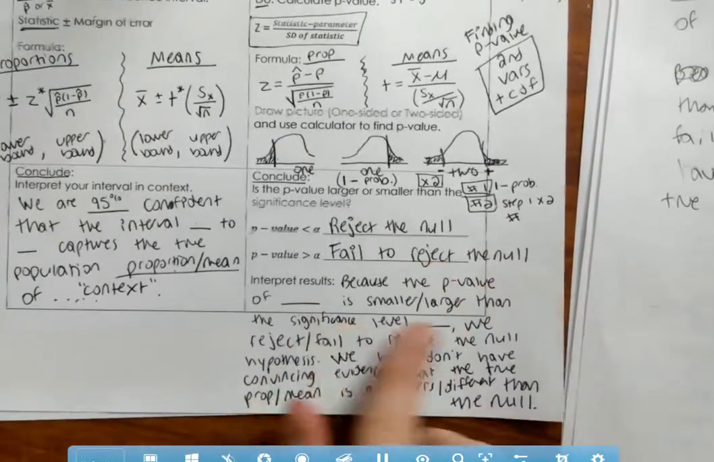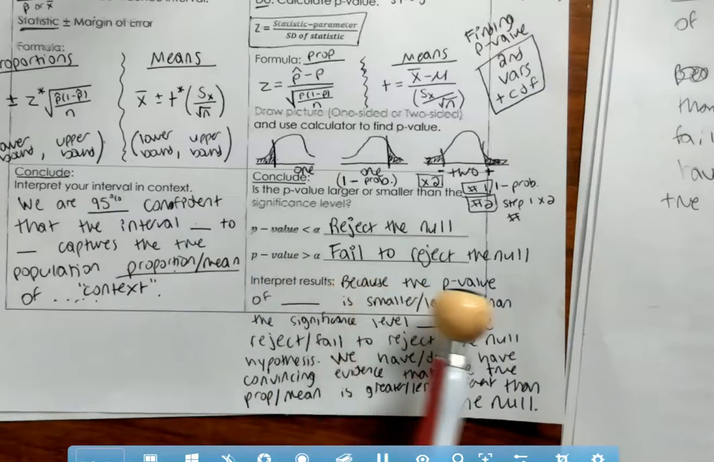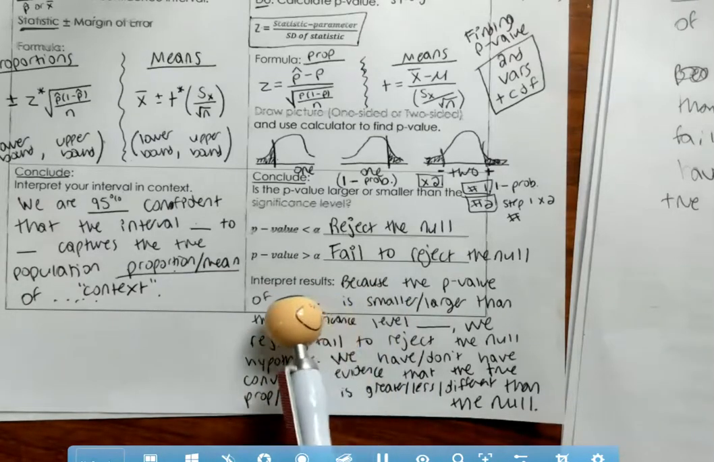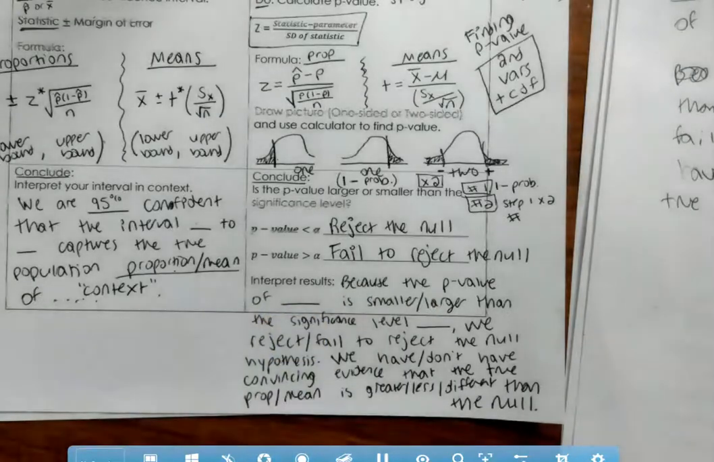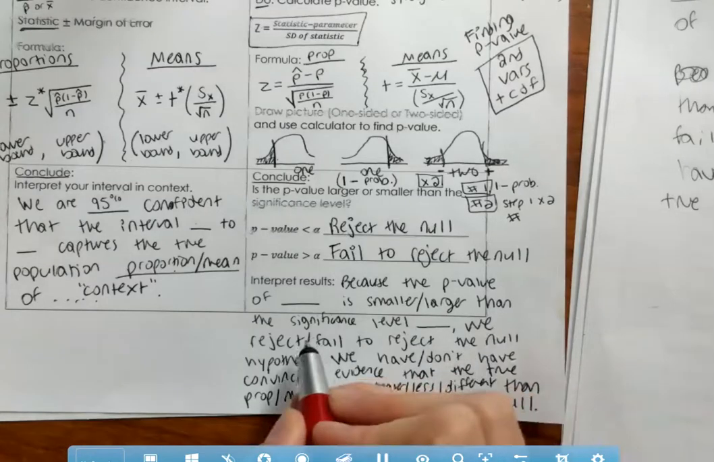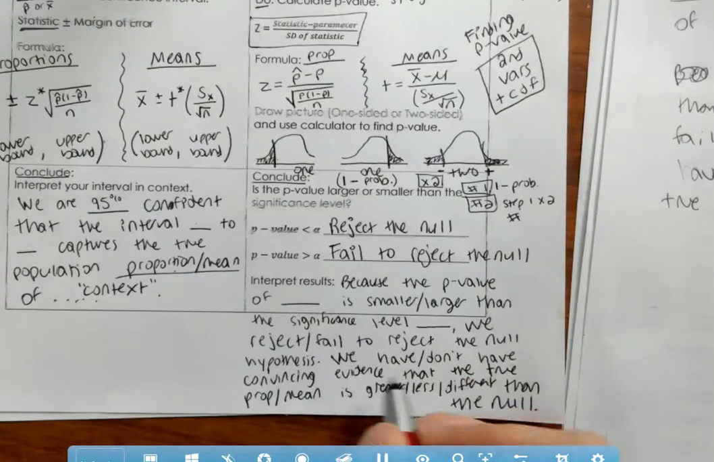Okay, so I went ahead and wrote down the sentence stem of interpretation, and it looks ridiculous and large because I wrote both options, so you'll need to know what to choose based on your p-value, right? So interpret results. Because the p-value of, let's just say 0.02, is smaller than the significance level of 0.05, we reject the null hypothesis. We have convincing evidence that the true proportion or mean is greater or less than or different than the null.